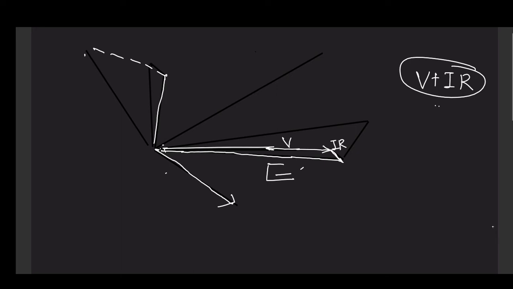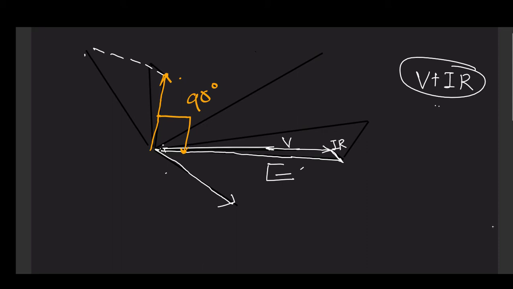Now for this E, perpendicular to this E, what have we drawn? We have drawn a physical MMF that is responsible for production of this one E. So we draw it at an angle of 90 degrees.